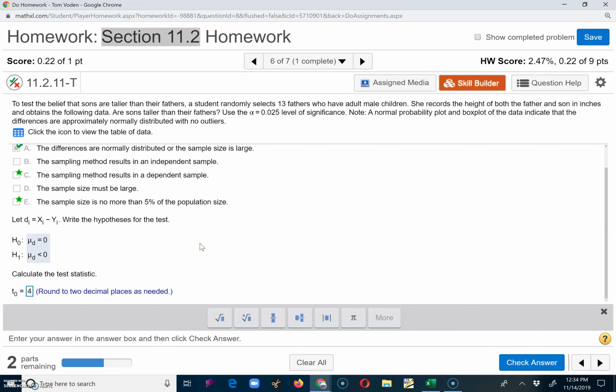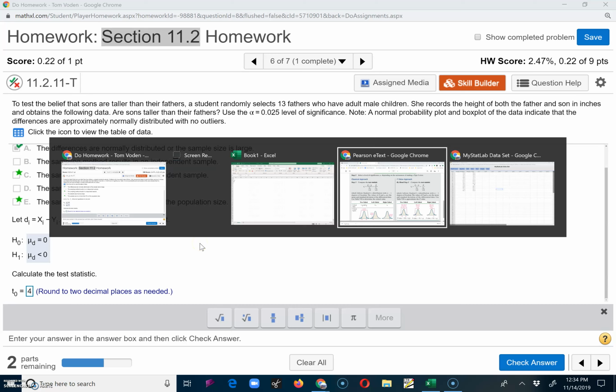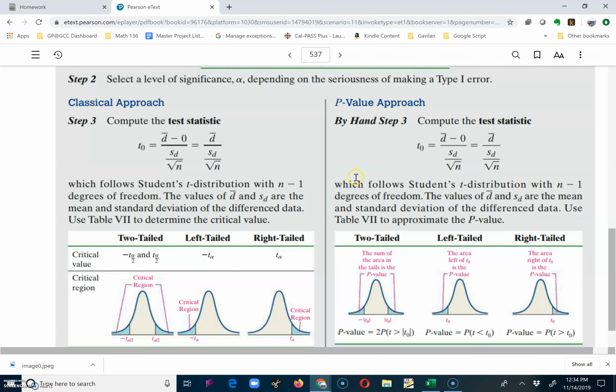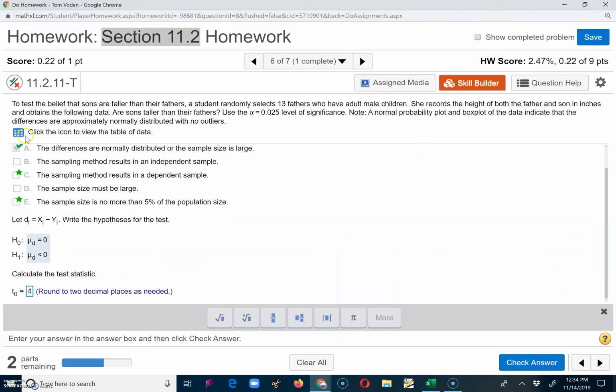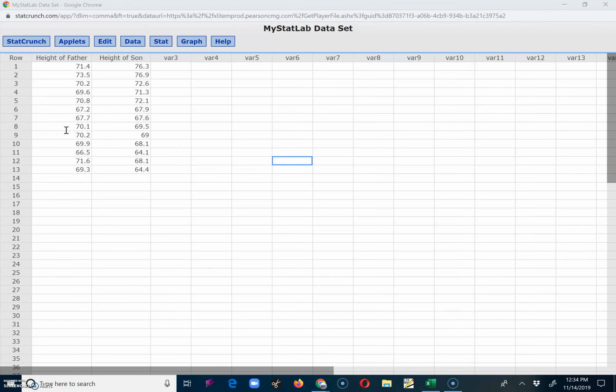So what we need to do, if we follow this table on page 537 of the book, is a t-test. It's t because essentially once we take the differences, we're talking about a single variable test, and we don't have the standard deviation of the population, so we need to use the t-distribution. And we're looking at this p-value approach here, so I need to compute the test statistic. I'm going to come back here and pull up the data set, which I have in MyLab already, in StatCrunch already. And I have the x values here and the y values here.